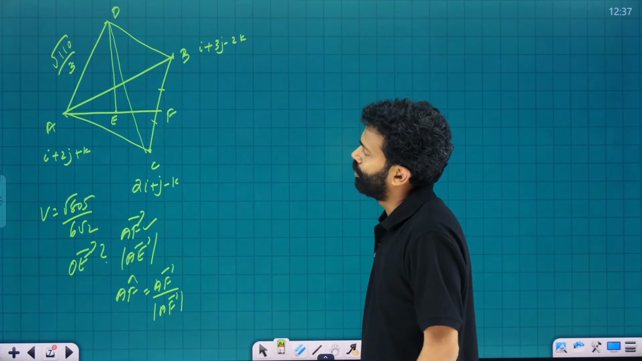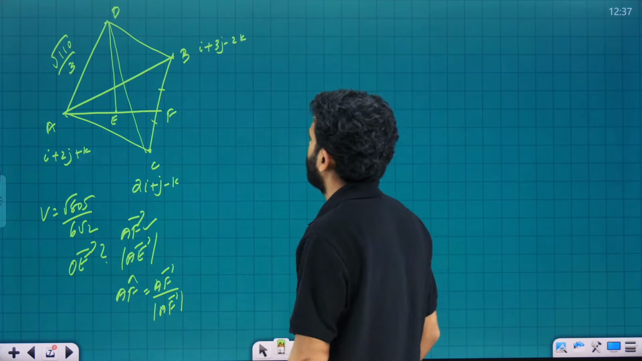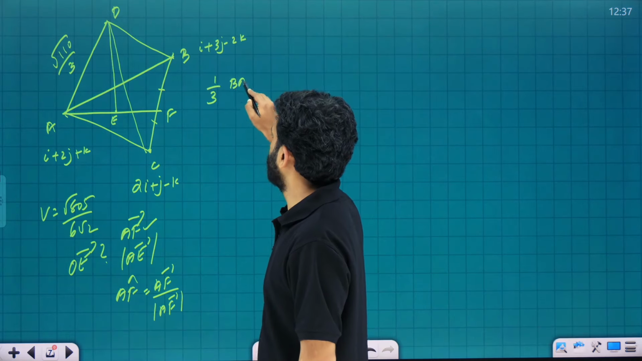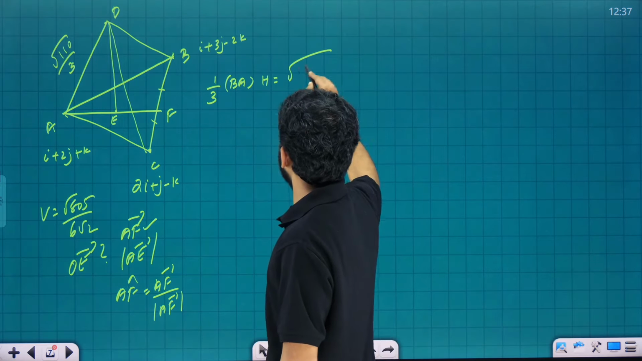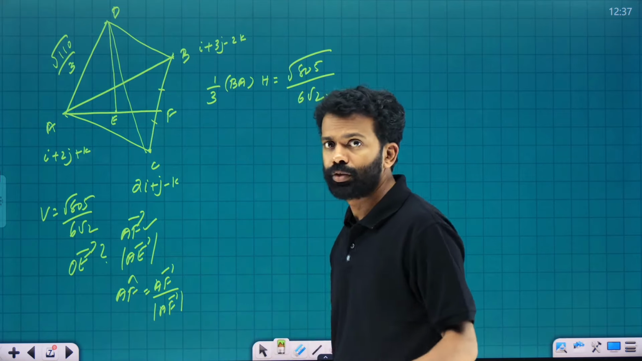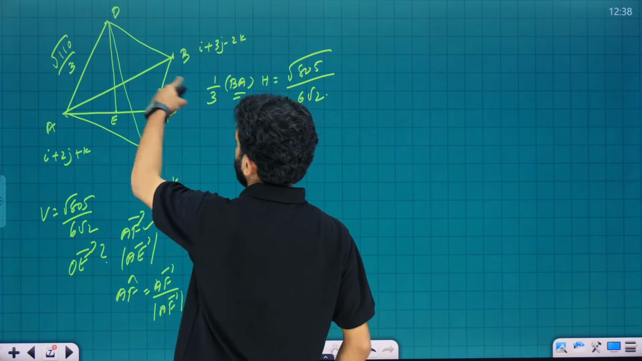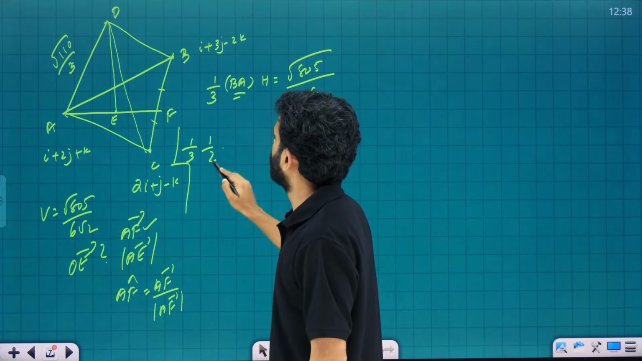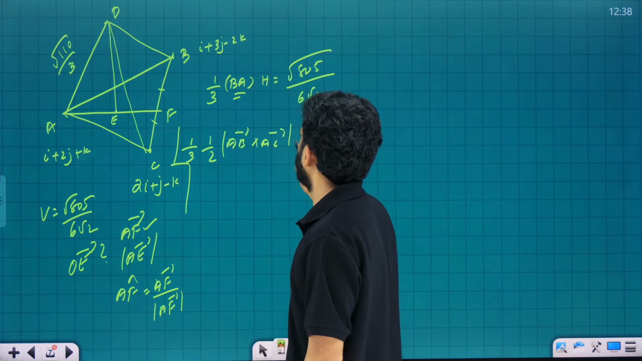So let's start. Our objective is to find the height of this triangular pyramid first. Let's use the volume here. The volume of a tetrahedron is equal to 1 by 3 into base area into height, which is equal to root 805 divided by 6 root 2. We might need to use another slide also. Just be patient until we solve this question. So the base area is the area of this triangle, that is 1 by 3 into 1 by 2 into the magnitude of vector AB cross vector AC, into height.